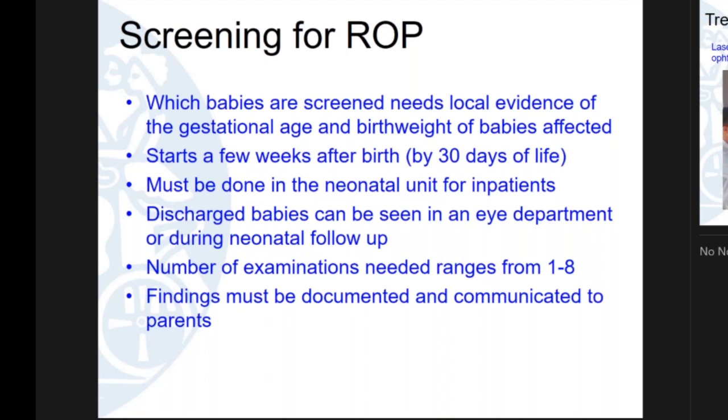Babies who are well enough to be discharged can be seen in an eye department or on the neonatal unit during follow-up. And the number of examinations needed ranges from just one. Some babies need 8 or even more examinations. And what is very important is the findings must be documented and communicated to the parents at each screening or episode or examination.